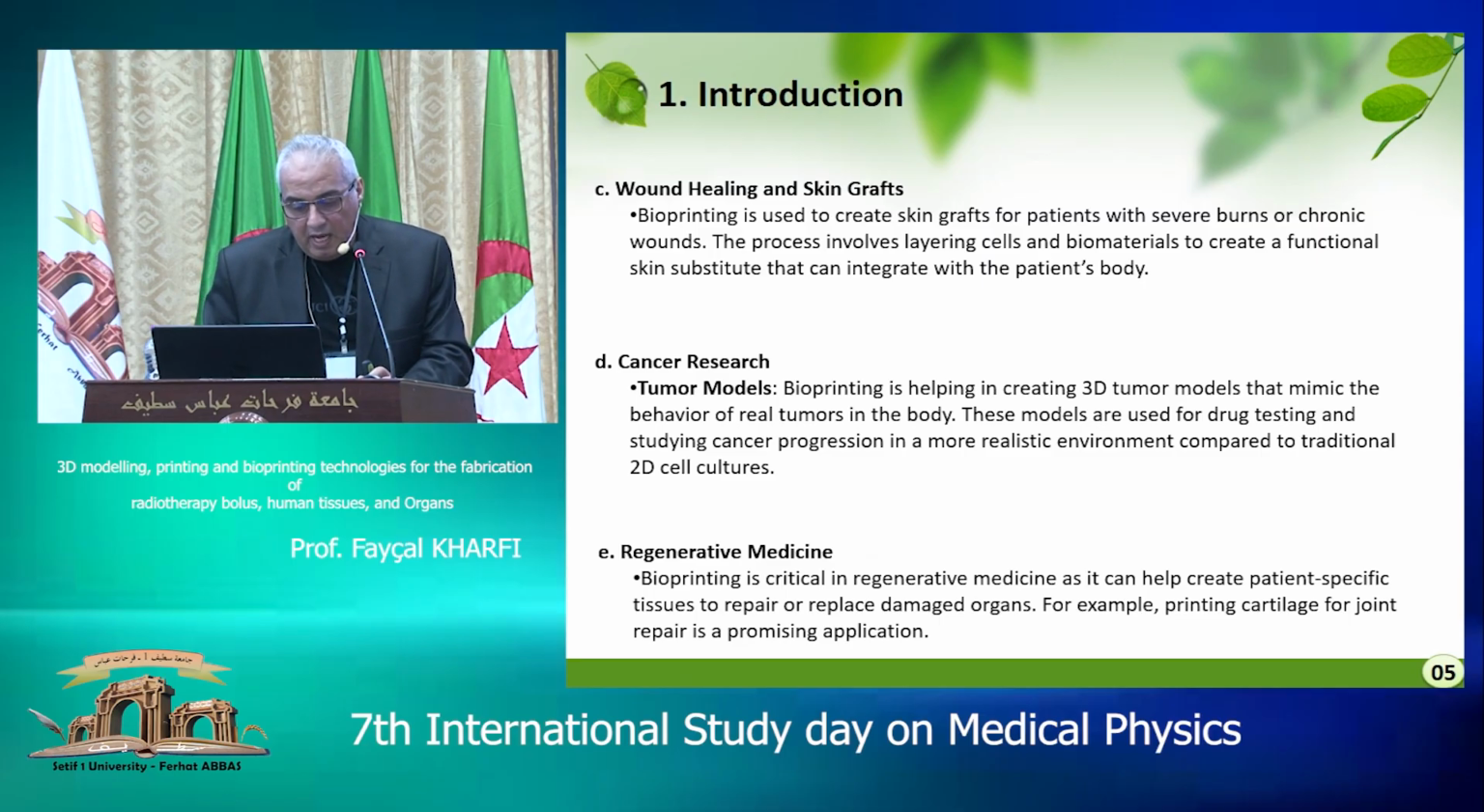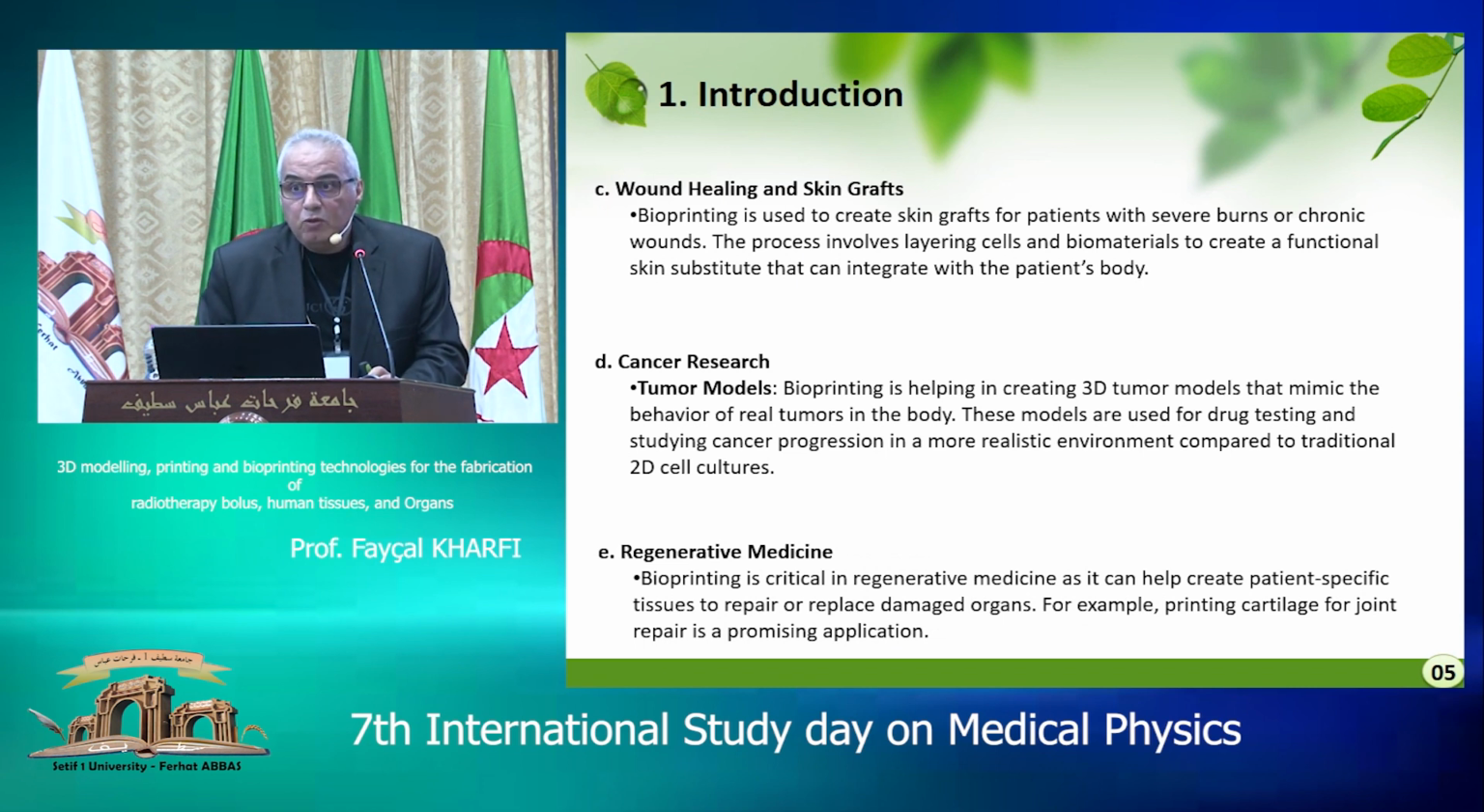There is also some application in cancer research. Here we can develop tumor models. Bioprinting is helping in creating 3D tumor models that are able to mimic the behavior of real tumors in the body. These models are used for drug testing and studying cancer progression in more realistic environments compared to the traditional 2D cell cultures.